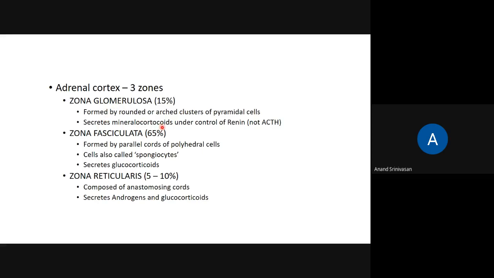The remaining part, the zona reticularis, is composed of anastomosing cords. Because it is anastomosing, it's called reticularis. The zona reticularis secretes both androgens as well as glucocorticoids. So these are the three different zones which can be seen histologically in the adrenal gland.